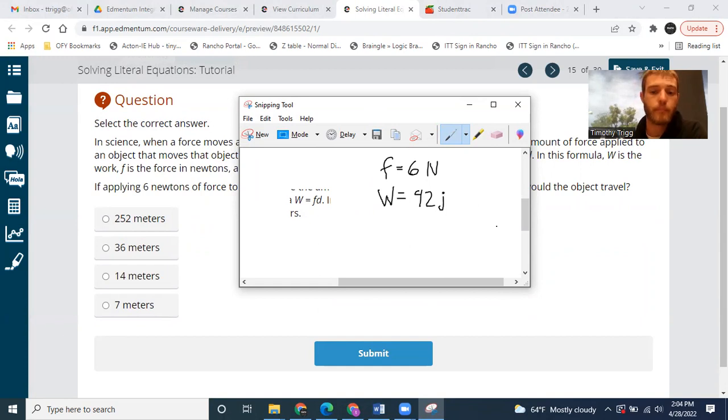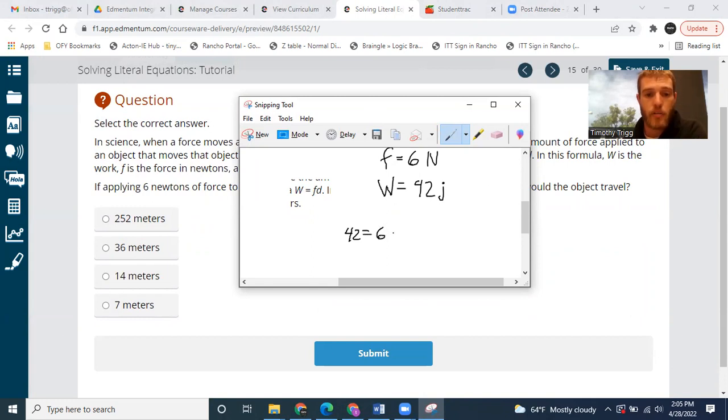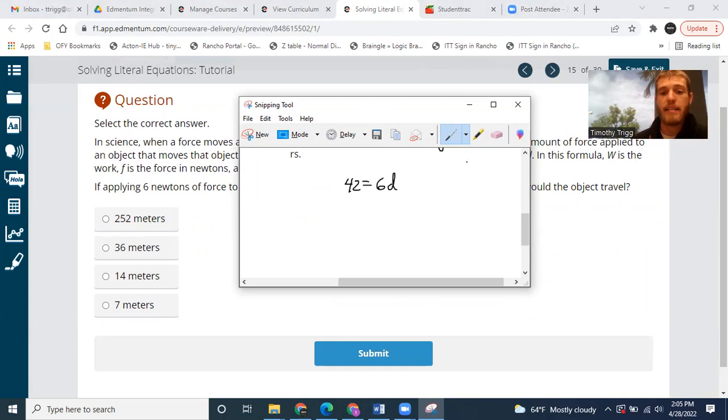So how much distance is that? What we need to do is replace W with 42 and F with 6. So that gives us 42 equals 6D. We don't know what D is yet, but we could easily solve it. To get D by itself, we're going to divide by 6 on both sides of the equation. That'll give us D solved, which is 7 meters.